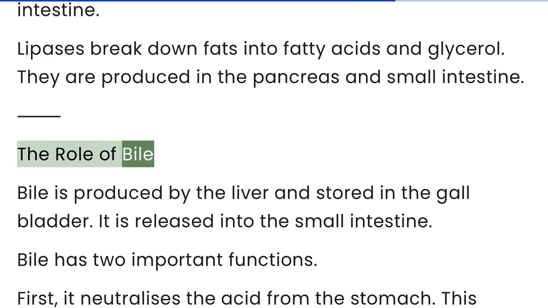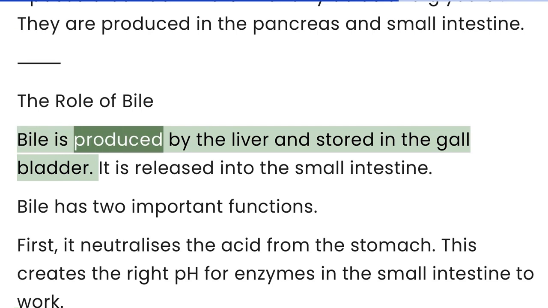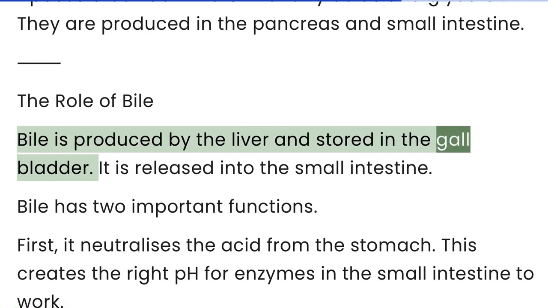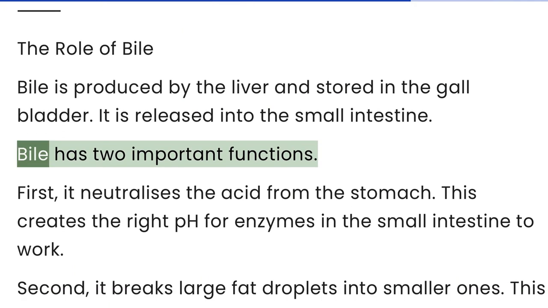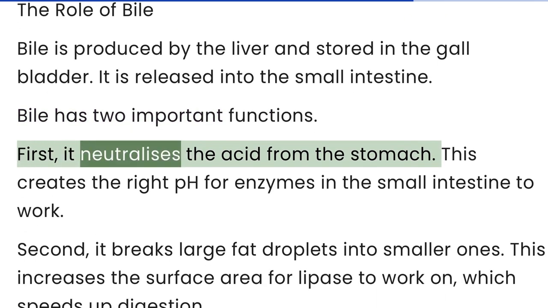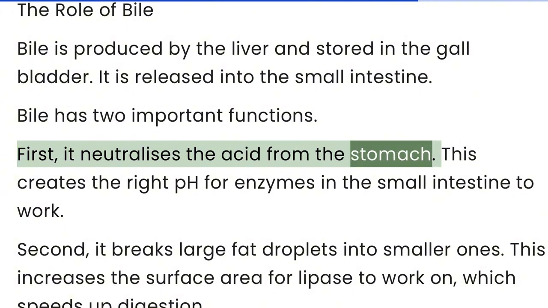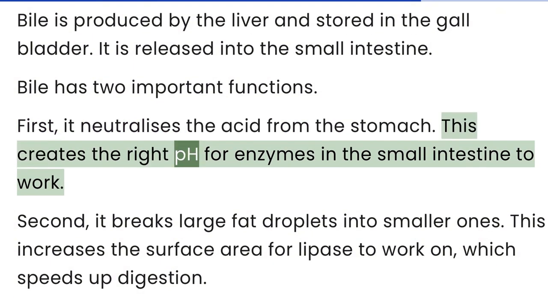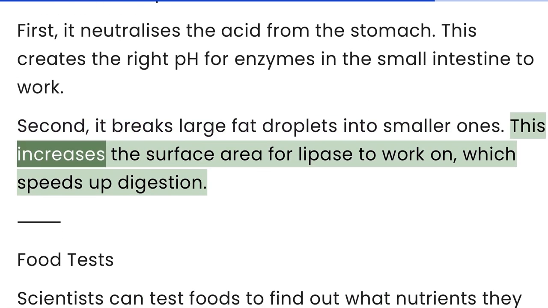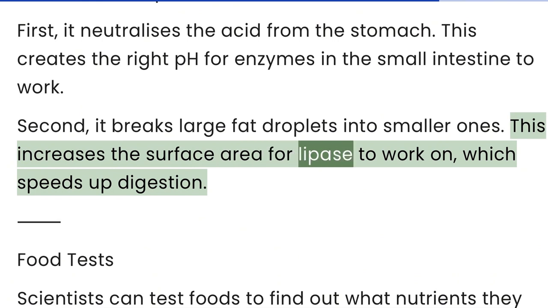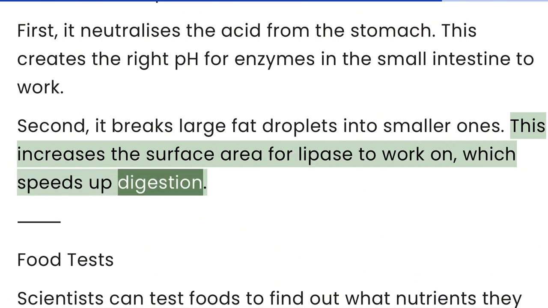The role of bile. Bile is produced by the liver and stored in the gallbladder. It is released into the small intestine. Bile has two important functions. First, it neutralizes the acid from the stomach. This creates the right pH for enzymes in the small intestine to work. Second, it breaks large fat droplets into smaller ones. This increases the surface area for lipase to work on, which speeds up digestion.